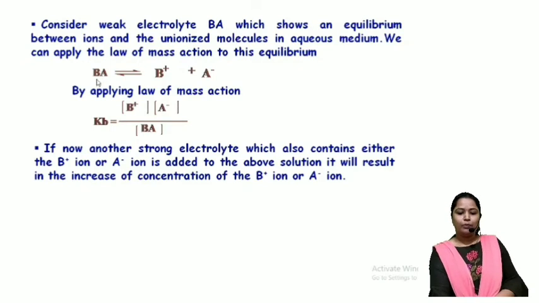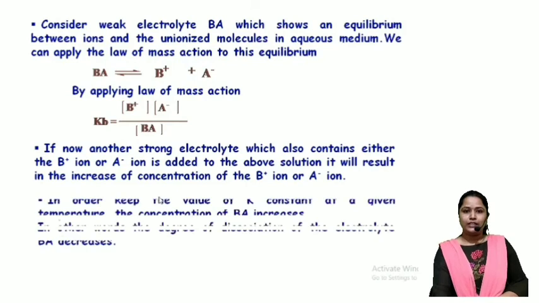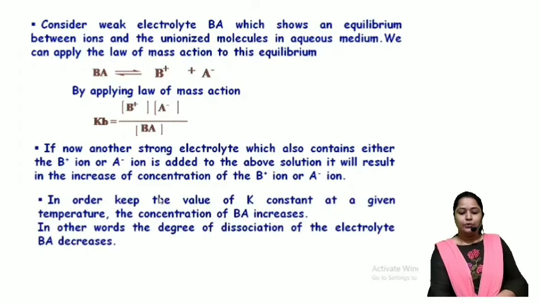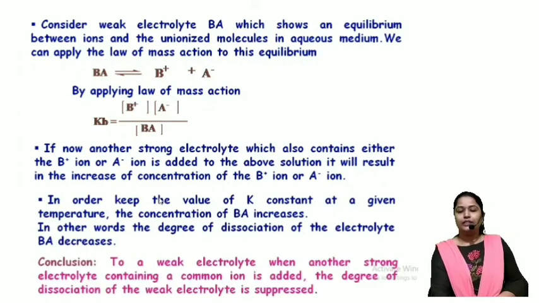Therefore, the rate of dissociation, that is the rate of the forward reaction, decreases. It is the common ion effect. Therefore, lastly we say that when a strong electrolyte containing a common ion is added to a weak electrolyte, the degree of dissociation of the weak electrolyte is suppressed. It is the common ion effect.